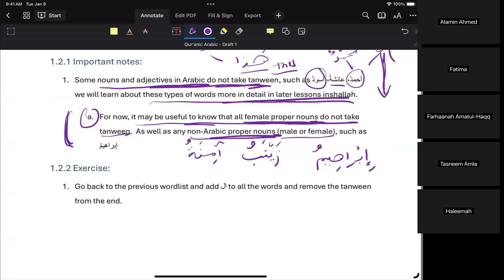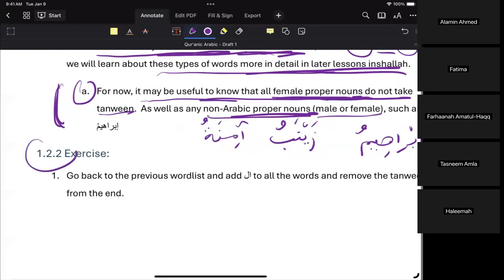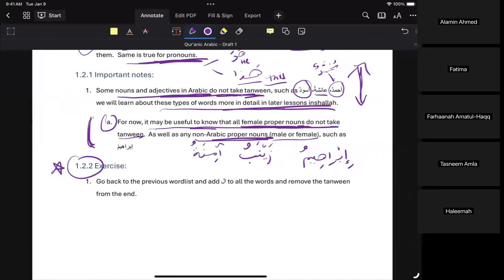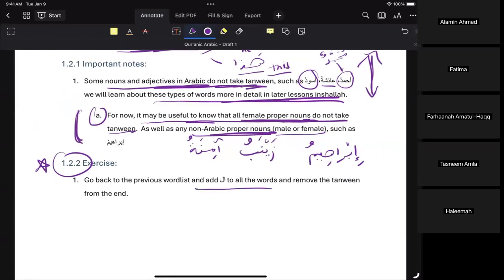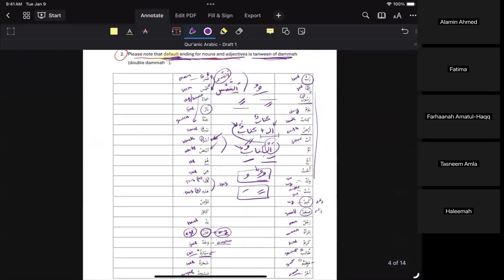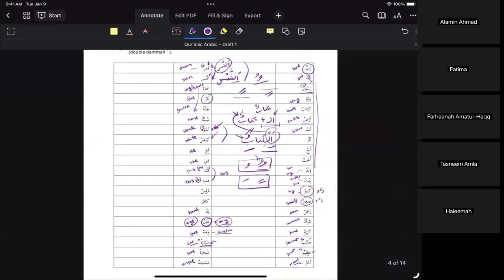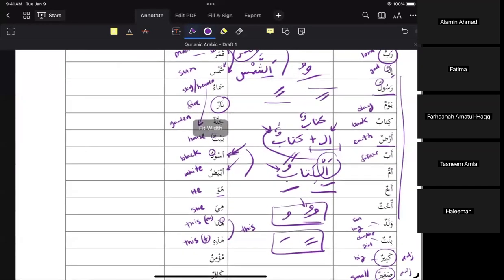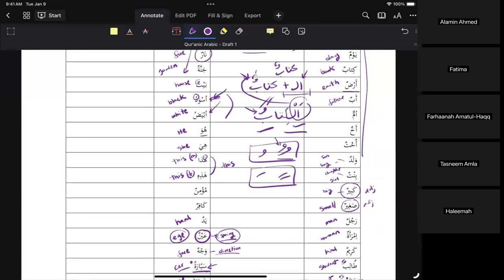Now, we'll do a little bit of exercise. This exercise will be for you to do at home. Inshallah, if you really need help with that, this is a good opportunity to work on them. Basically, you'll go back to this list and add alif lam and practice adding them and also removing the tanween.